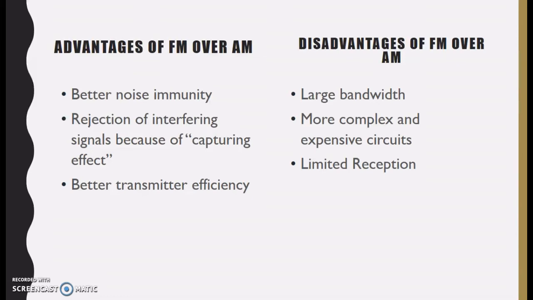In the next slide is the advantages of FM over AM. FM has better noise immunity and also rejection of interfering signals because of capturing effect. Another is better transmitter efficiency. Aside from advantages, we also have disadvantages of FM over AM. FM has a large bandwidth, more complex and expensive circuits, and a limited reception.